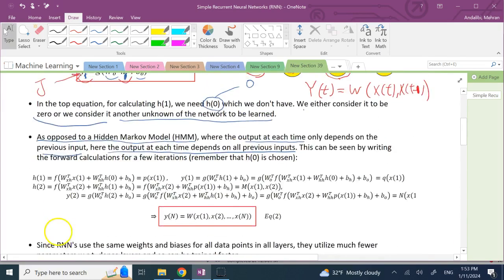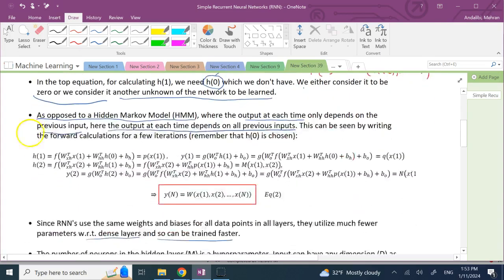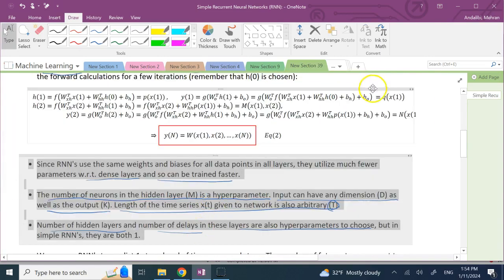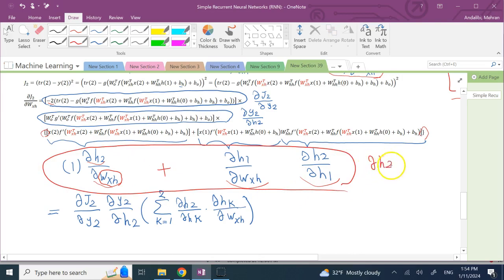One directly: h2 will directly have wxh in it. Let me go back here and show you one more time. When I do h2, h2 will directly have wxh in it. And also, because it's a function of h1, and h1 has this wxh in it, you have to take partial of h2 with respect to h1 multiplied by partial of h1 with respect to wxh. So we call it the total derivative. Okay, we call it a total derivative. So this whole thing here is partial of h2 with respect to wxh, but total.